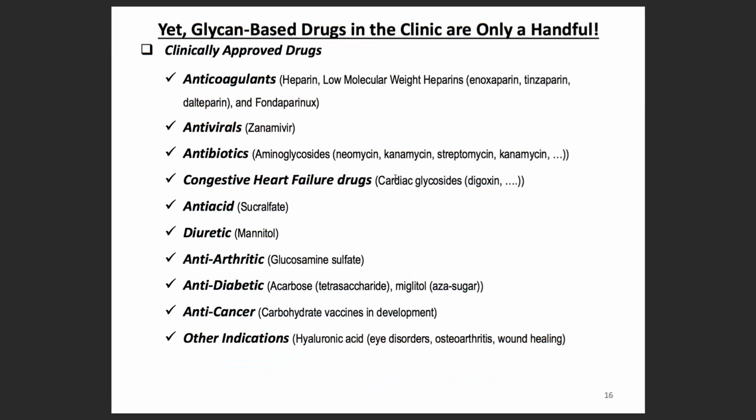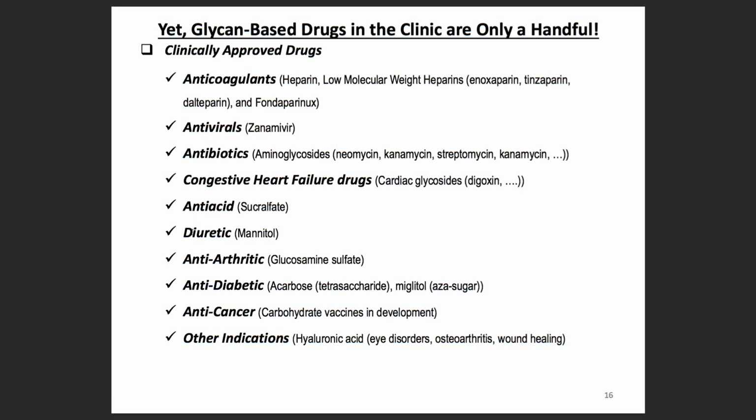Congestive heart failure drugs: the steroid is the active ingredient, but without the glycan or the glycoside, it just doesn't work. Digoxin, digitoxin, things of that sort. There is sucralfate, which is sucrose octasulfate. It's an antacid which has been approved. Not many people use it.